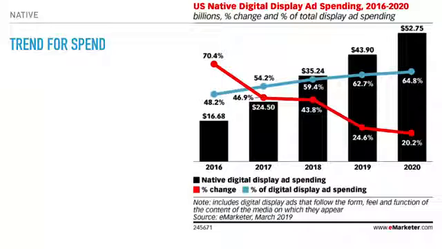We take a whole class to talk about native because we feel strongly that it's one of the most promising new forms of digital advertising. Spending on native has more than doubled since 2016. It continues to rise in double digits. You can see that native advertising already represents 62.7% of all digital advertising spending. We feel that the industry investment in native is a sign that it drives results.